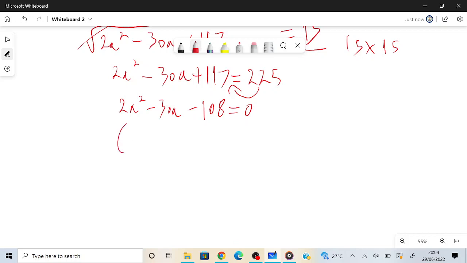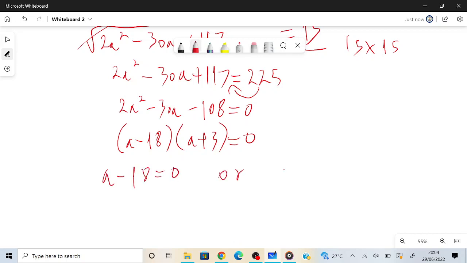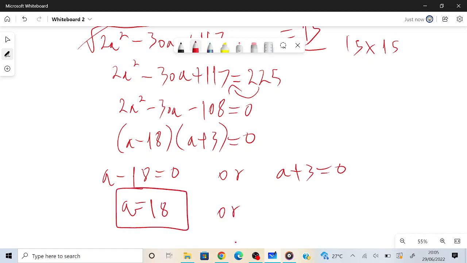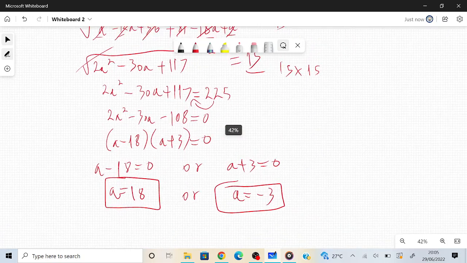This is simply a minus 18 times a plus 3 equals 0, if you factorize it. So we now have a minus 18 equals 0, or a plus 3 equals 0. So a is 18, because minus 18 goes over to the other side and becomes positive, or a is minus 3, because the positive 3 goes to the other side and becomes negative. And those are your two final answers for the challenge question.